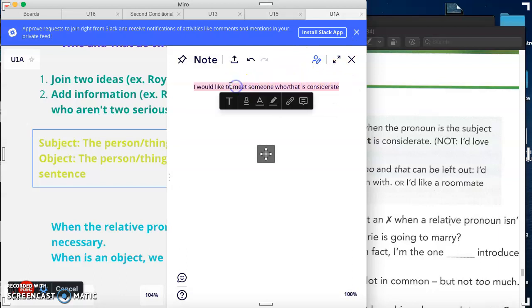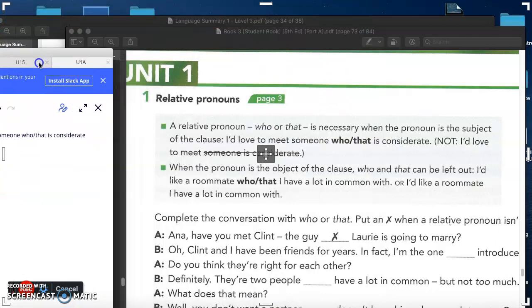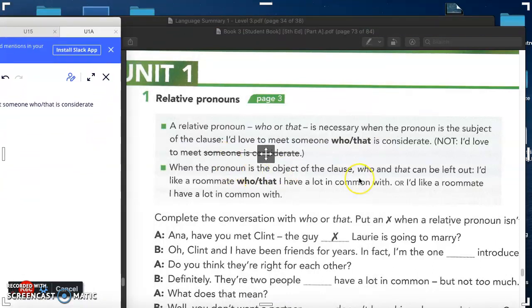But then in here we have this perfect example of using the relative pronouns who or that to join ideas. And then we can make another example. We can use who or that, our relative pronouns, as a subject to add information. So for example, in here we have, when the pronoun is the object of the clause, who and that can be left out, meaning that we can eliminate them.